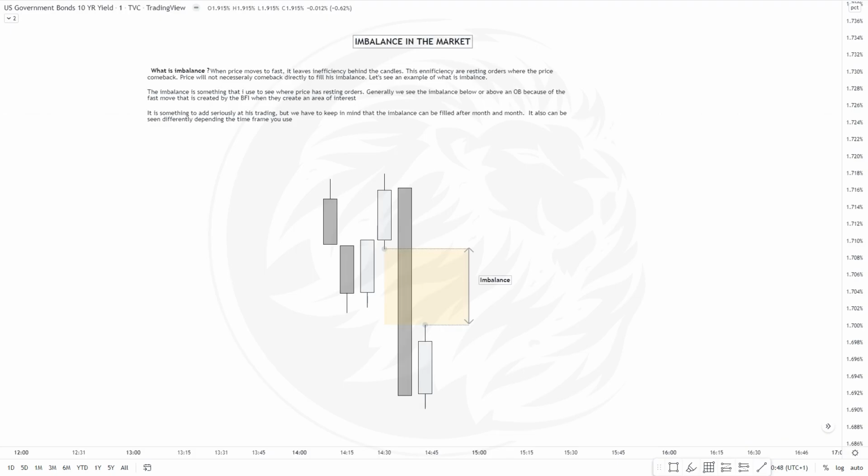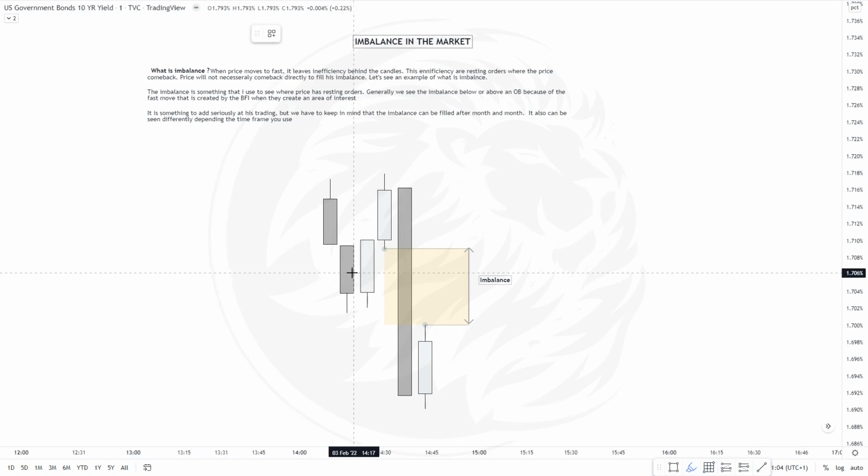So what is the imbalance? When price moves too fast, it leaves inefficiency behind the candles. This inefficiency is resting orders where the price comes back. Price will not necessarily come back directly to fill its imbalance. So let's see an example of what the imbalance is.